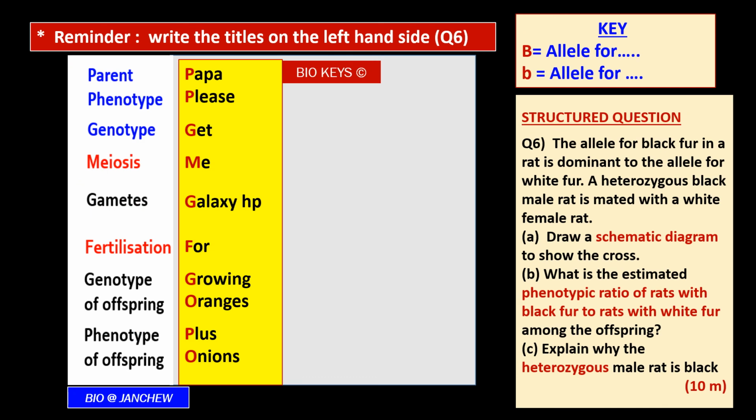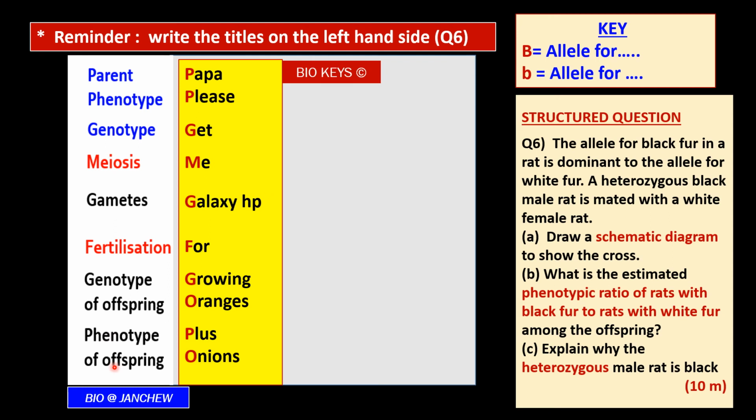So apart from writing your key, another thing you must remember to write are the titles on the left hand side. Without these titles, the schematic diagram will make no sense. In the first video, we have already drawn one schematic diagram to explain Mendel's experiment on the characteristic of height in pea plant. So the titles in the right order are parent, phenotype, genotype, meiosis, gametes, fertilization, genotype of offspring, and phenotype of offspring.